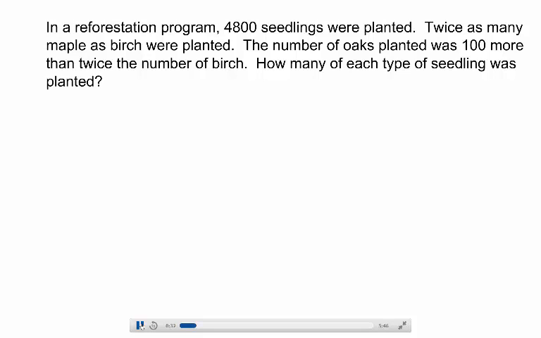In order to set up this equation, we need to identify our unknown. First, I'll reread the problem. In a reforestation program, 4,800 seedlings were planted. That tells me that 4,800 seedlings is the total amount. Total number of seedlings.